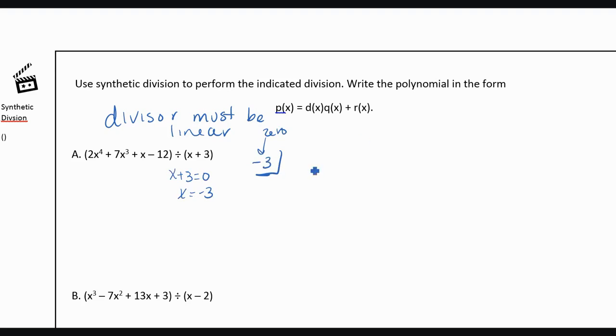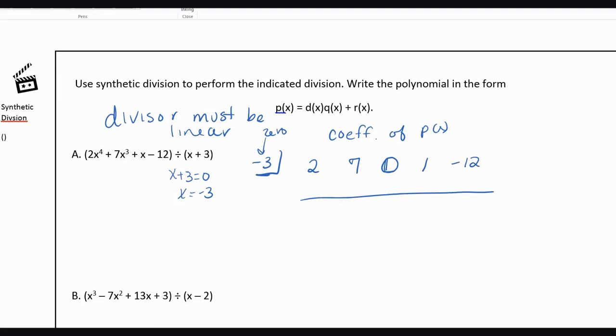Now across the top here, we're going to list numbers. These are going to be the coefficients of p of x. So just the numbers, and if one is missing, you would put 0. So we'll put a 2 for the x to the fourth, a 7 for the x cubed, we're missing an x squared, so a 0 for the x squared, a 1 for the x, and the minus 12 for the constant term.